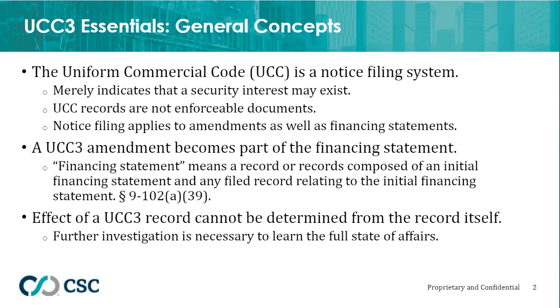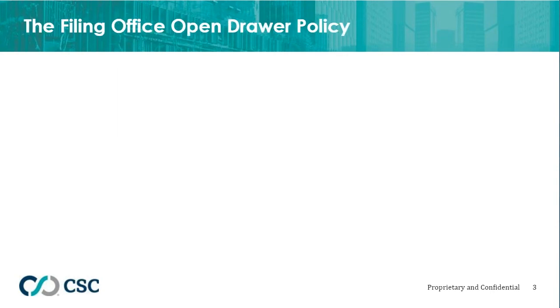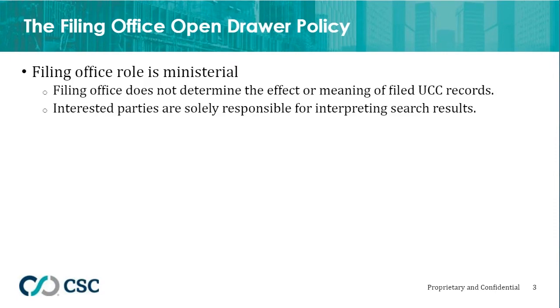Another important concept to understand when it comes to UCC3s is the role of the filing office. The filing office plays less of a role than many people realize in the filing of amendments. The filing office role is purely ministerial. That's the Article 9 drafting policy, to make the filing office's role ministerial. That means they don't exercise judgment or discretion when it comes to filing or search.